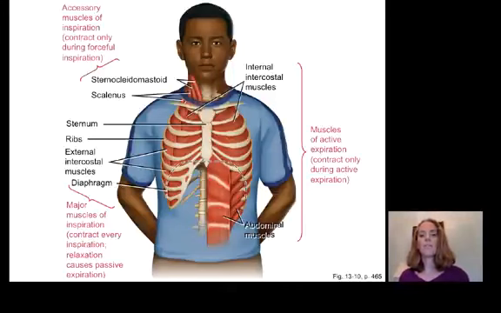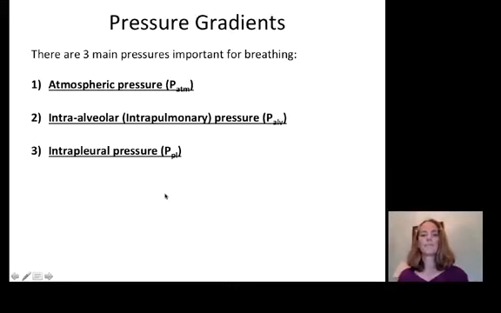Okay, so here's a summary of the muscles. Remember, external intercostals are actually for inspiration. So the X's are for inspiration. The internal intercostals are for expiration. So it's vice versa. The diaphragm contracts for inspiration and relaxes for expiration. And then we have the accessory muscles.